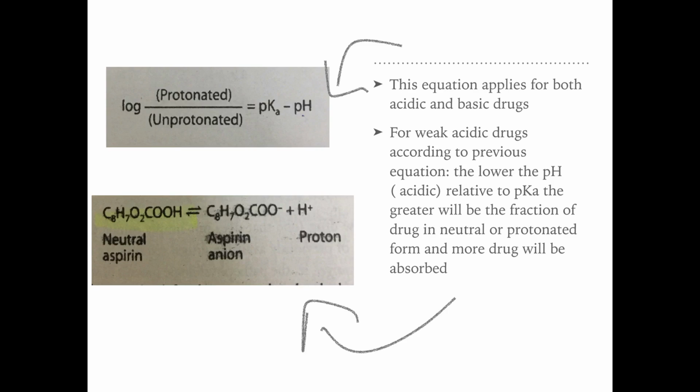For the weak acidic drugs, we have shown another image of neutral aspirin that reversibly converts into aspirin anion plus proton. So according to the above equation, the lower the pH, which means a more acidic environment in the stomach, will cause the equation to move towards the left, and in this way more neutral or protonated form of the drug will be available in the stomach, and more drug will be absorbed from the stomach. This is for the weak acidic drug in the stomach.